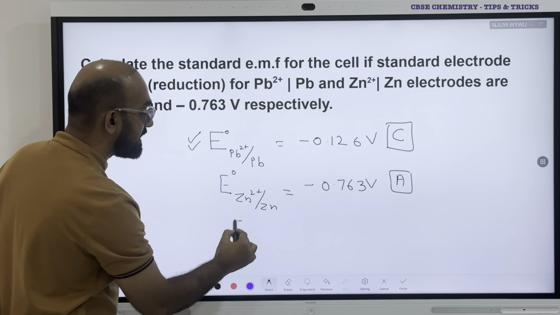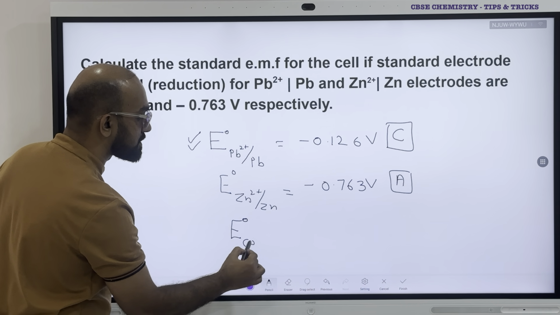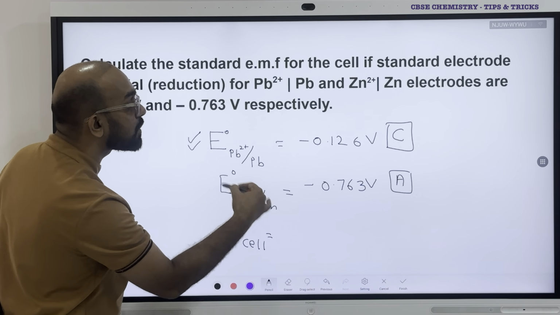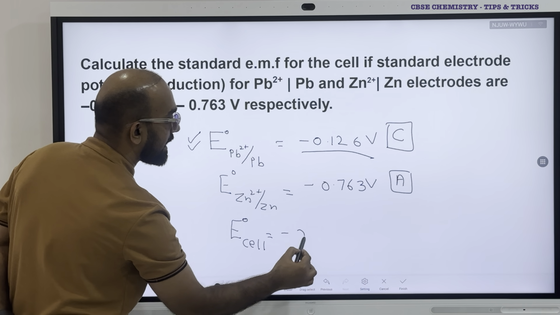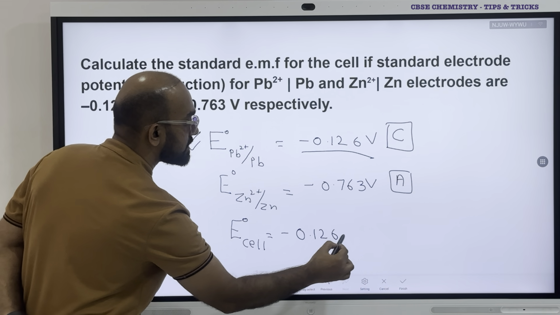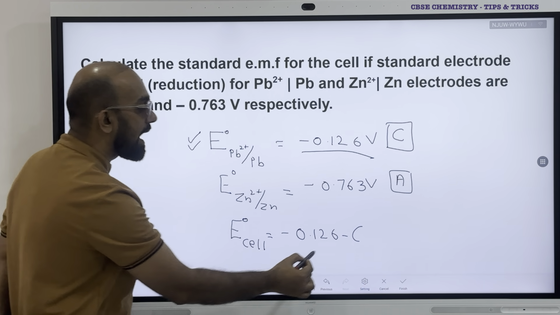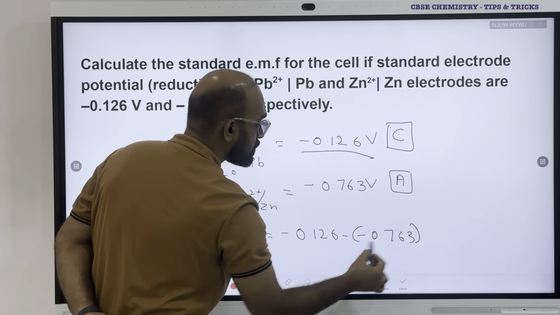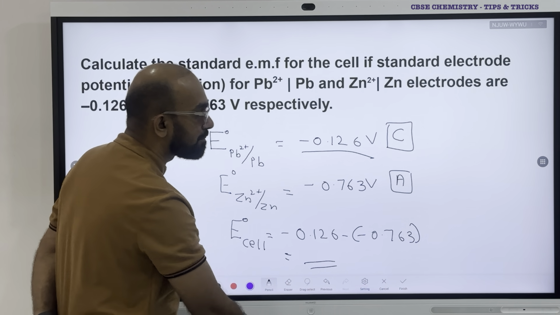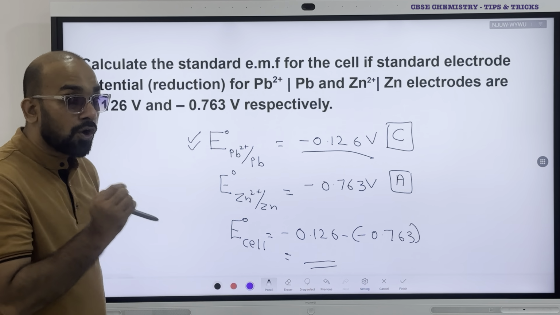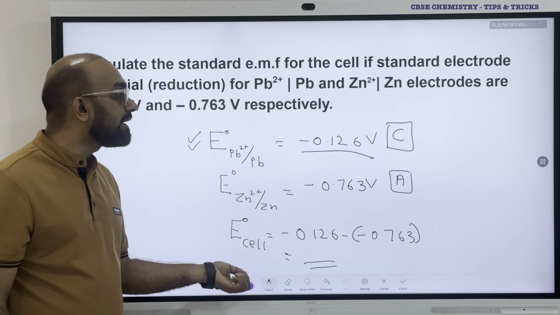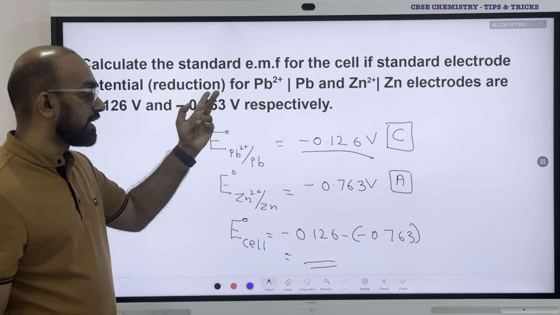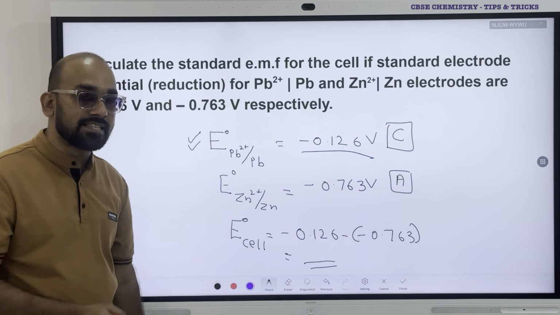Now, how to find E0 cell? You remember, right? E0 cell is equal to E0 cathode, minus 0.126, minus E0 anode, which is minus 0.763. So you can calculate and you will be getting a positive answer. So, I hope you understand how to identify anode and cathode from reduction potential and how to find E0 cell.